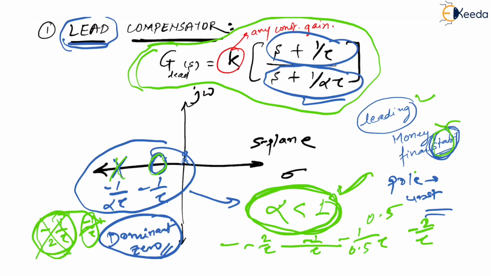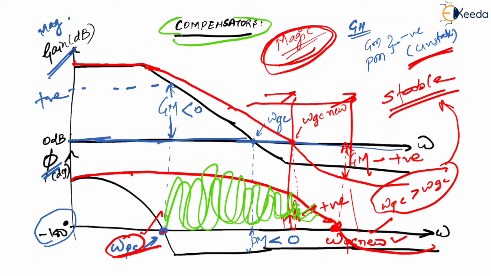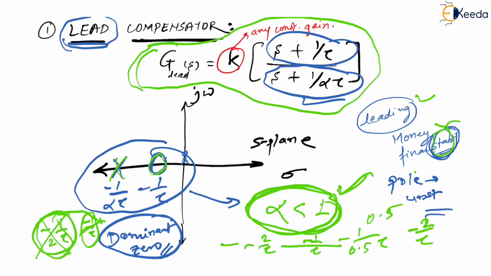Now, if I try to find the phase, since we are talking about compensators, we are actually either adding phase or removing some phase, right? Which means angle is most important to us. So let us try to find the angle of G lead of S, or rather angle of G lead of J omega.